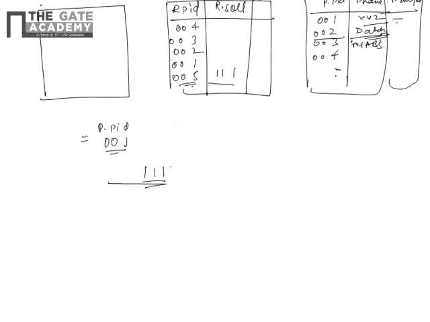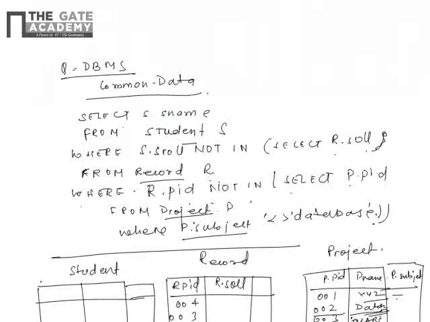111. Now the student data will contain many things, and we have to find out what. Now this query will come: select S.Sname from Student S where S.Sroll number is not in 111.